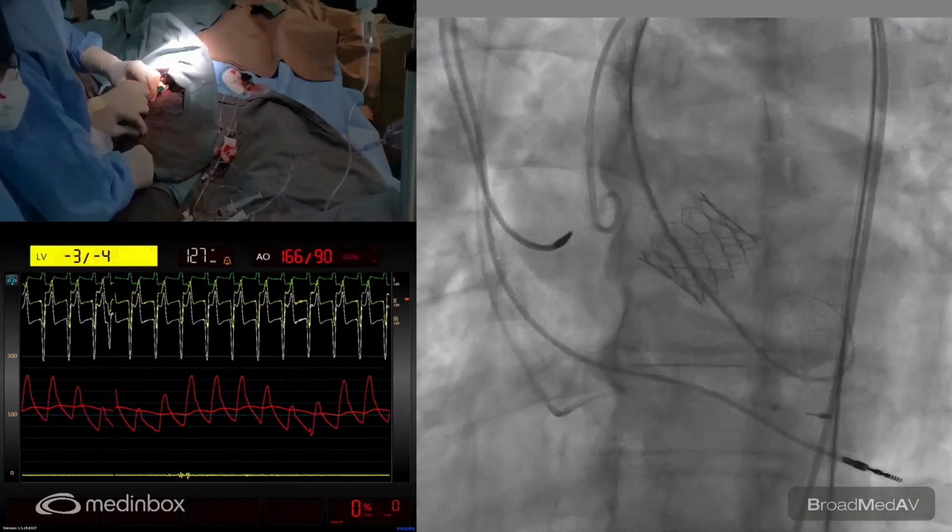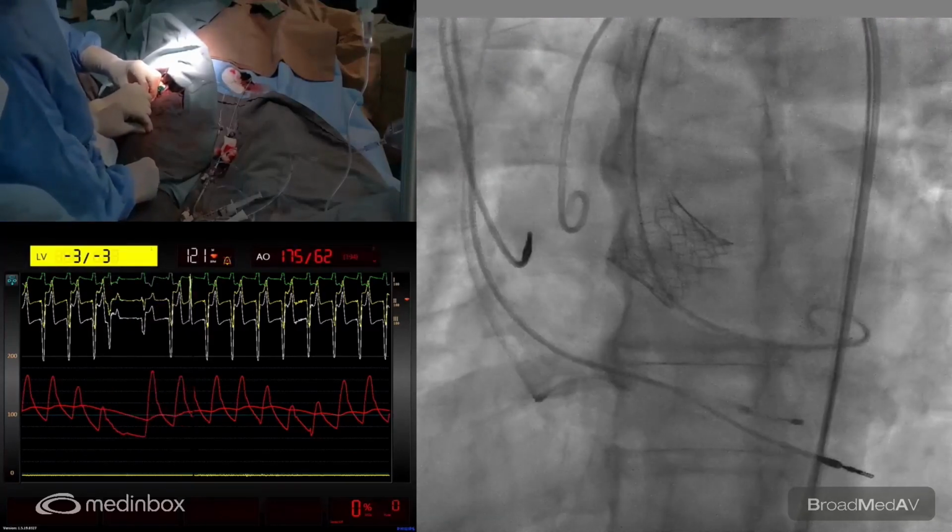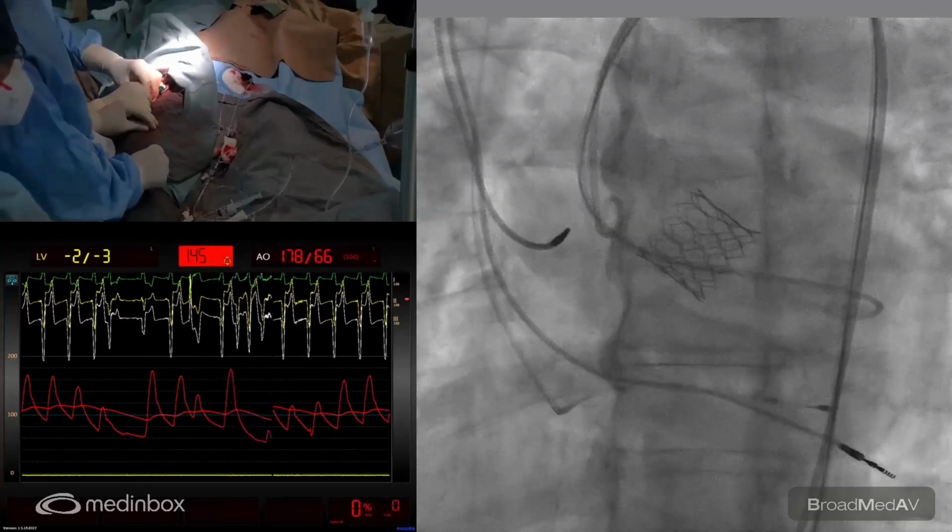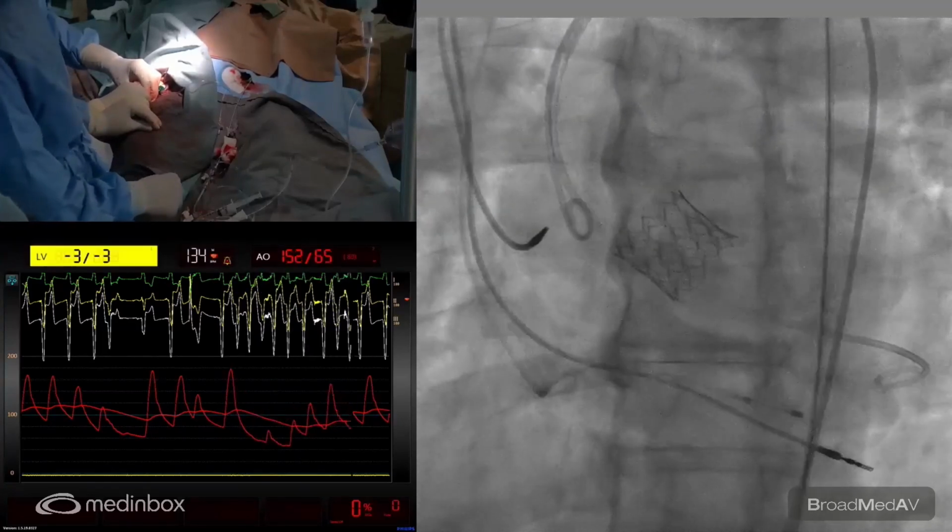Here's a pigtail going to remove the safari wire. Be very careful when you remove these. Okay. You can push it. Okay, let's get that out.